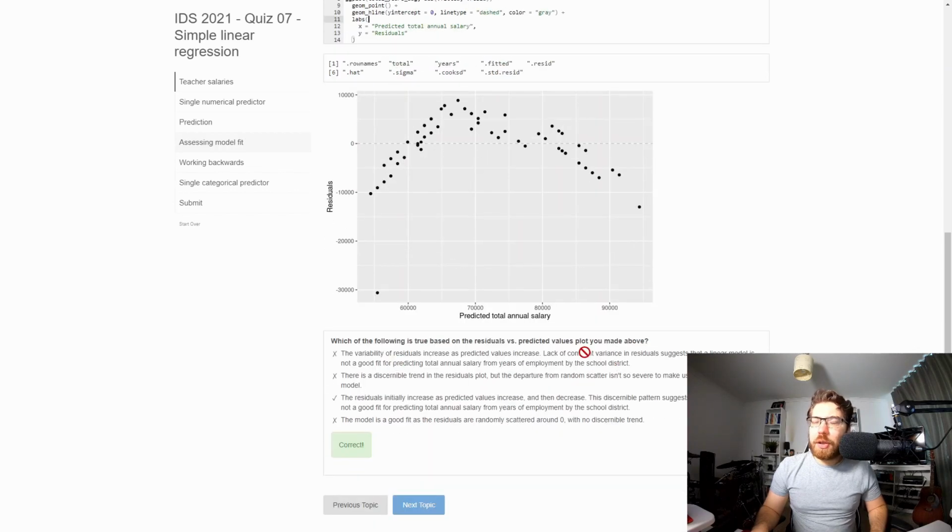So when we have a look at what our choices are here, we can see that the answer is actually that the residuals do initially increase as predicted values increase, and then decrease as they get to a certain threshold, and they start to decrease again as predicted total annual salary is increasing.